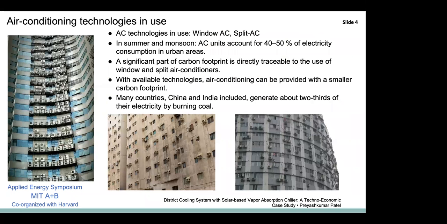Looking at the existing technology, window and split air conditioners are dominant in the market. In summer and monsoon, air conditioner units account for 40 to 50% of electricity consumption. A significant part of the carbon footprint is directly traceable to the use of window and split air conditioners because countries like India and China still rely on coal for electricity production. Almost two-thirds of their electricity is produced by burning coal.